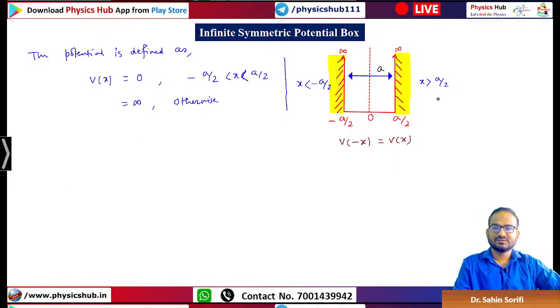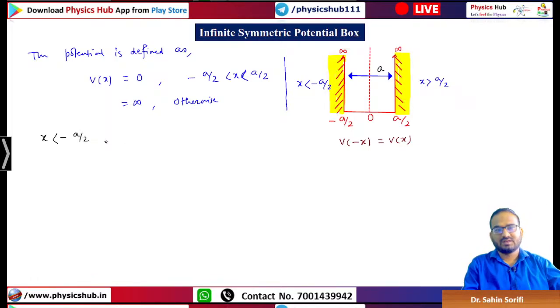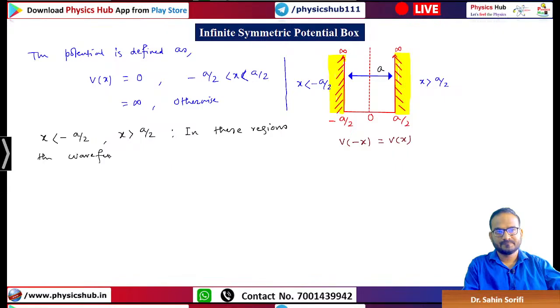Now we have got a total of 3 regions. One is x less than minus A by 2, another one is x greater than A by 2. In these two regions, the wave function must vanish. In these regions, the wave function is vanished.